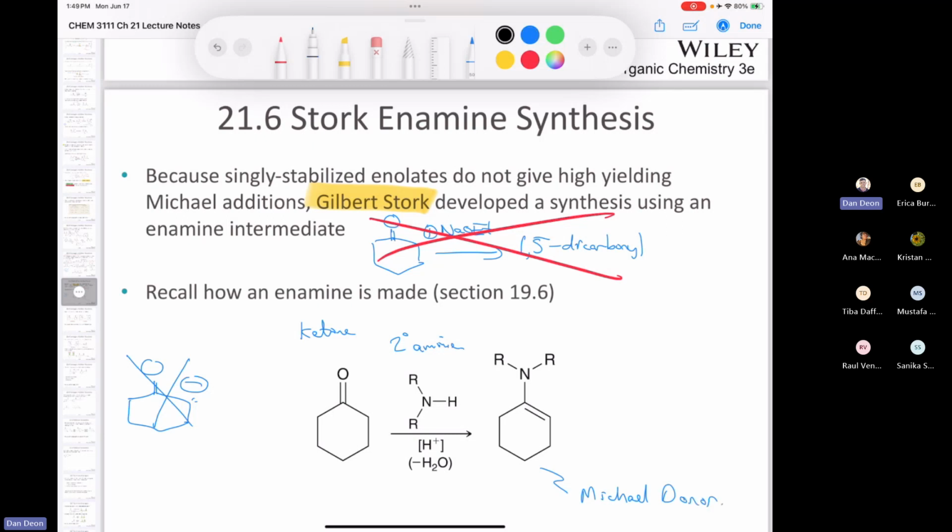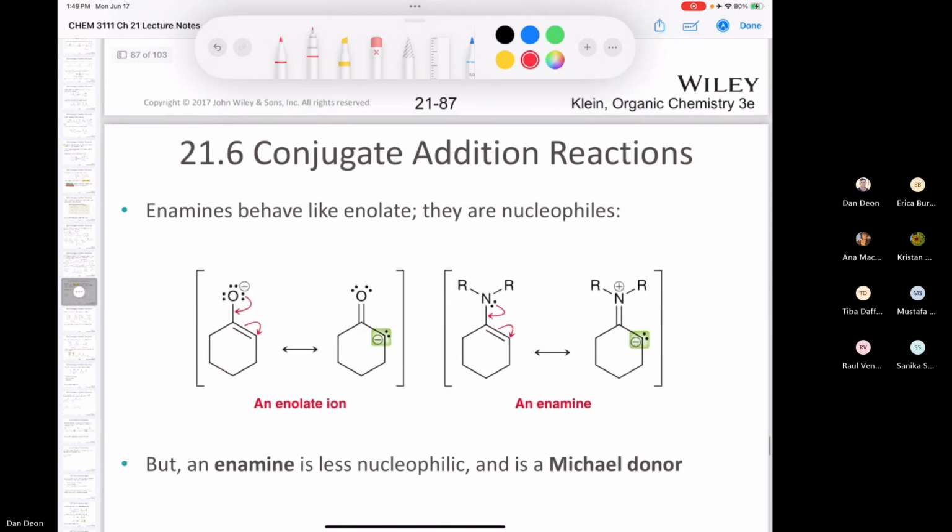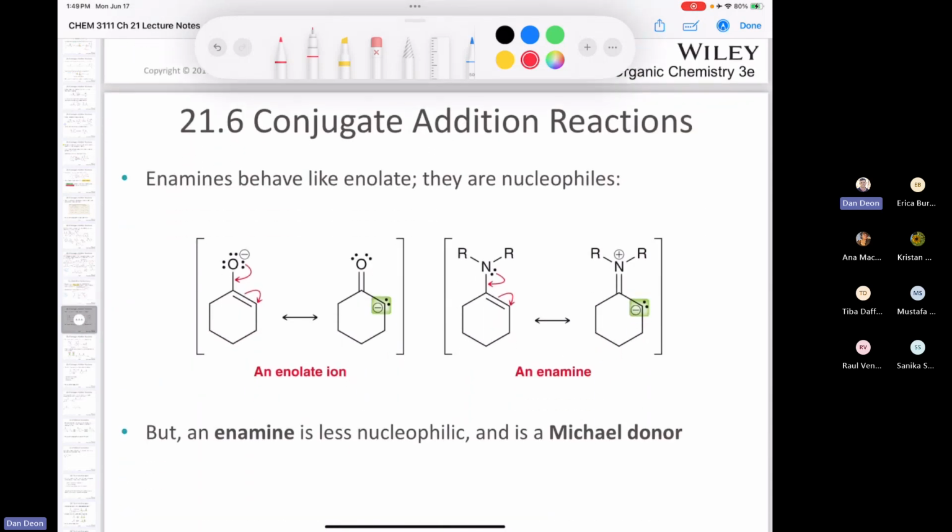Now, if you're saying, why would this be a Michael donor? Well, keep in mind, there's a lone pair of electrons on this nitrogen. And here's how, look, like that, it behaves as a nucleophile. So it's not as strong a nucleophile, so it serves as a Michael donor. So enamines behave like an enolate, right? You have the negative charge in the same spot, but it's less nucleophilic. So it's not as strongly reactive. And so if you put it in the presence of an alpha beta unsaturated aldehyde like this, it's going to attack at the beta carbon. So it's going to do a Michael addition. So is that cool or what?